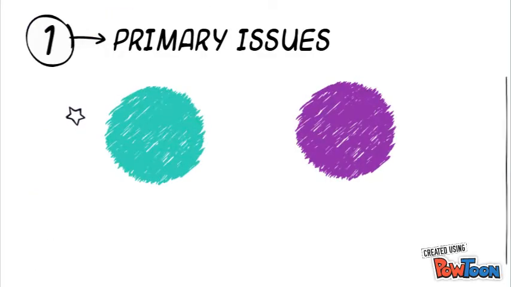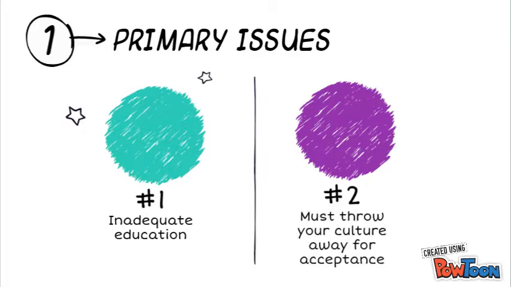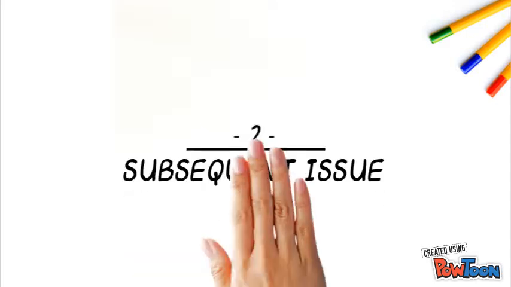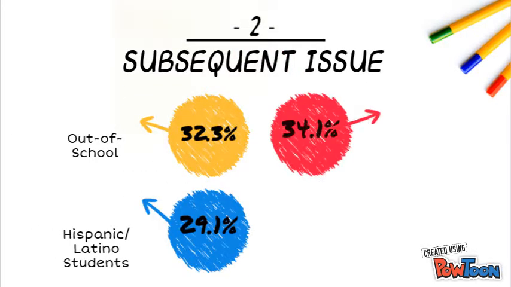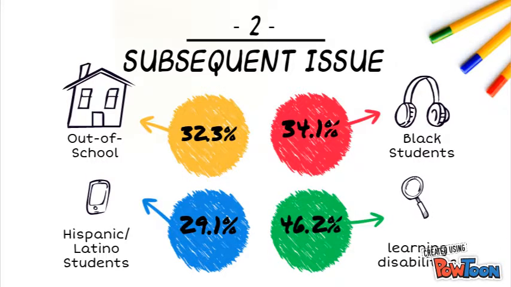Some of the primary issues that come with the deficit model are, one, inadequate education, and two, people having to throw their culture away for acceptance. Another issue that comes with the deficit model is behavior problems. Here we have the percentages of out-of-school suspensions being 32.3%, with Hispanic students being 29.1%, Black students being 34.1%, and students with learning disabilities 46.2%.